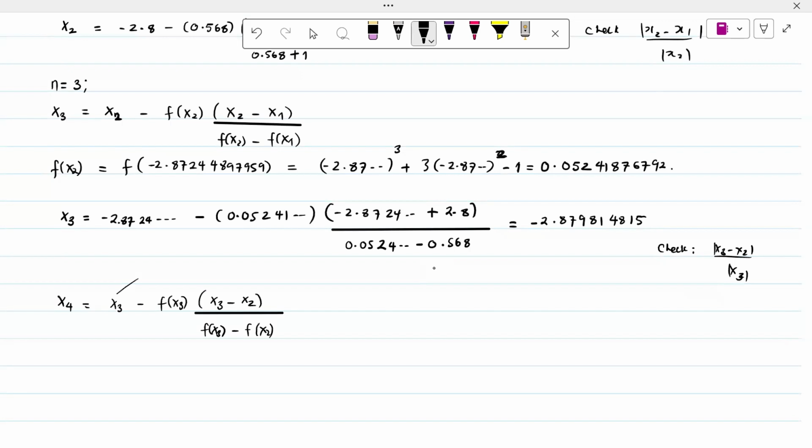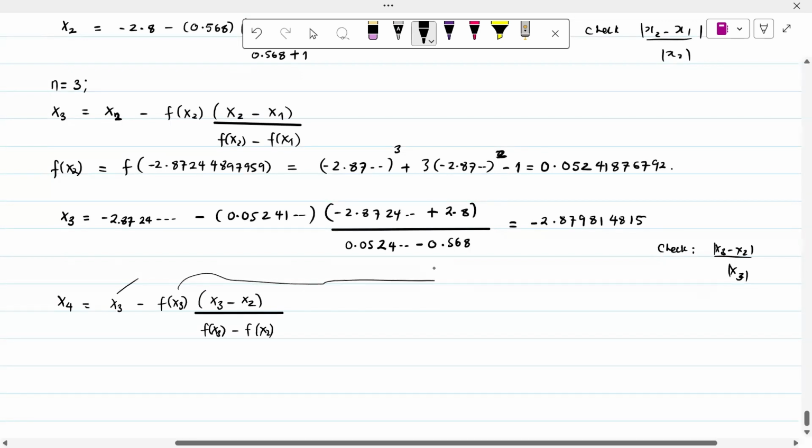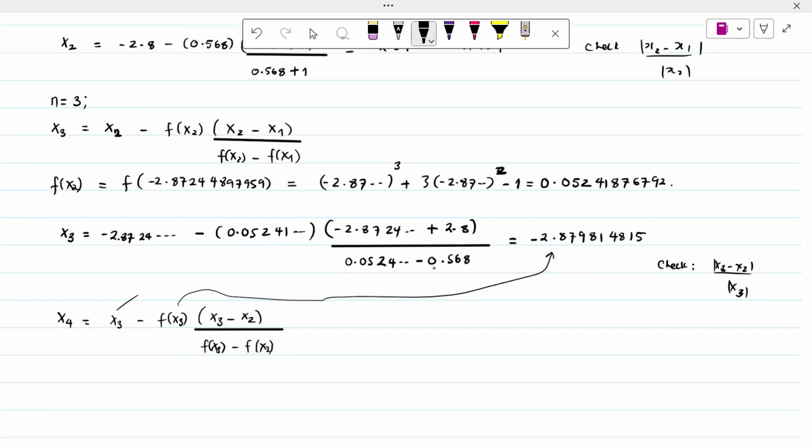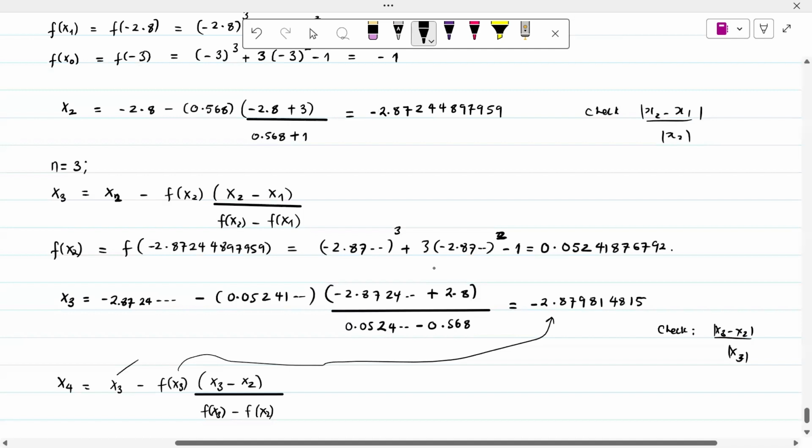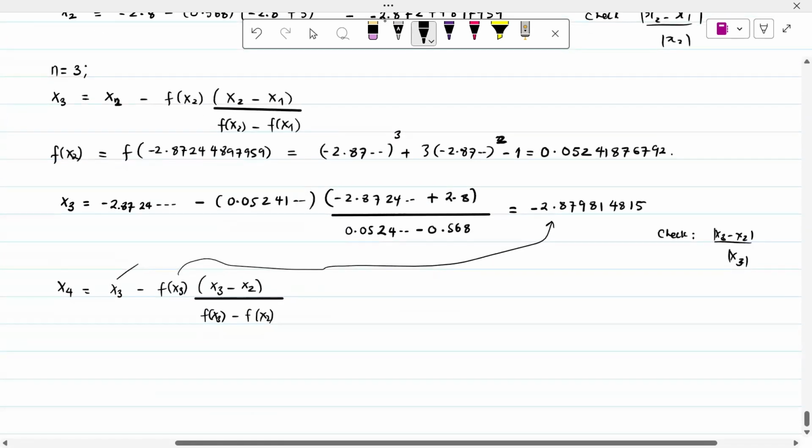X3, you have it. f of x3 is when you substitute this guy in the function, right? You have x2, you already found the value. What was our x2? Was this one here? Come and substitute it. You find x4. So that's how the second method works. There's nothing complicated about it.